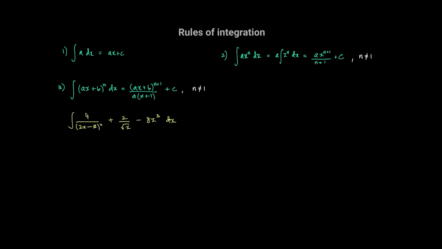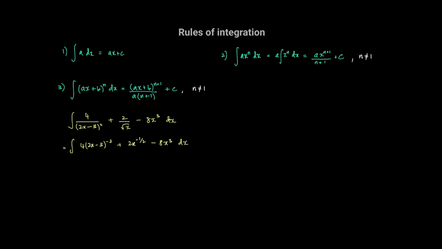So for example, if we had to integrate the following expression, where we have a sum or a difference of 3 different terms in x, we can simply take the integral of each individual term and combine them to get our final result. So in order to integrate this, let's first write everything in the numerator. So we have the integral of 4 divided by (2x - 3) squared. So that will be 4 times (2x - 3)^(-2), plus 2 divided by square root of x is simply 2 divided by x^(1/2). So that would be 2x^(-1/2) minus 8x^3. And we have to integrate this with respect to x.